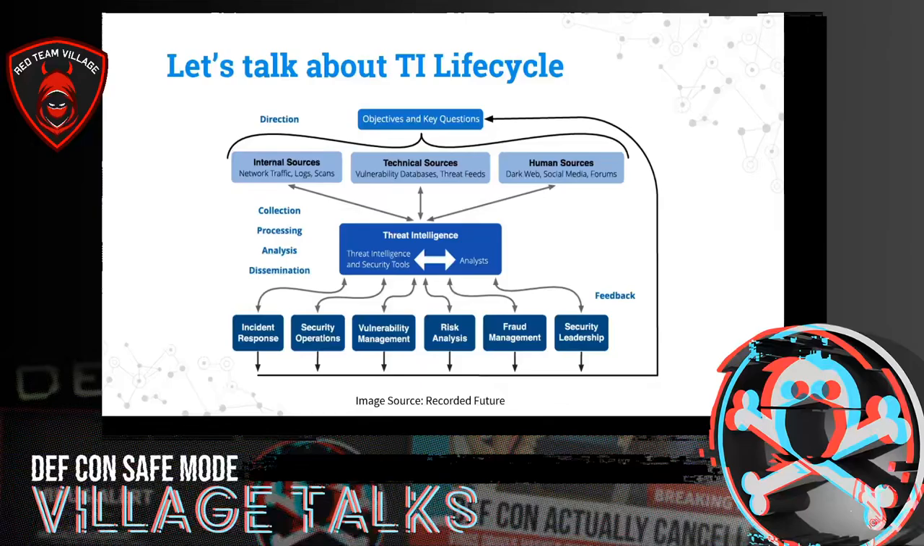What we are doing is the direction phase from human sources, like you can see, the dark web, social media, forums. In the direction phase, we identify dark web forums, we register on those forums, and we acquire access on those forums. In the collection phase, you use Scrapy to establish access and collect raw data. The processing phase also uses Scrapy, so you parse raw HTML data and extract topics and authors.